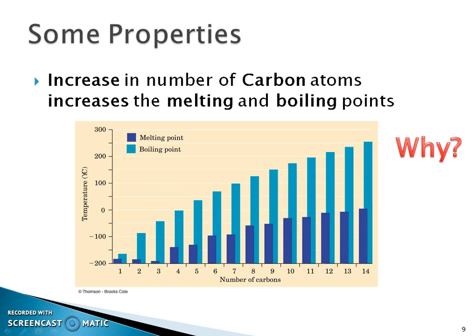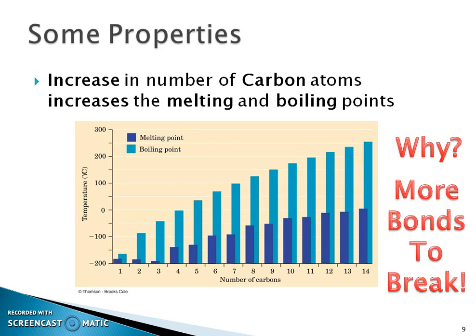So if we think about some properties of these organic compounds, notice as we increase the number of carbons in our molecule, the melting and the boiling point are also going to increase. Why do you think that is? Well, there's more bonds to break, right? That's very simple. Sometimes you have to think simplicity. Why would it take more energy to break the carbon-carbon bonds as we increase the number of bonds? Because there's more of them to break. So if there's more of them to break, it's going to need more energy to make that separation. So of course, as we increase carbon atoms, we're going to increase the melting and boiling points of those substances.